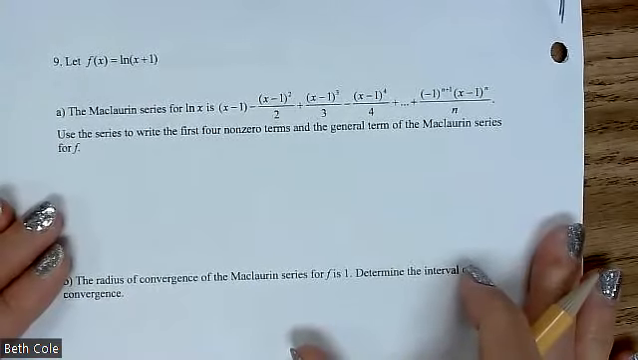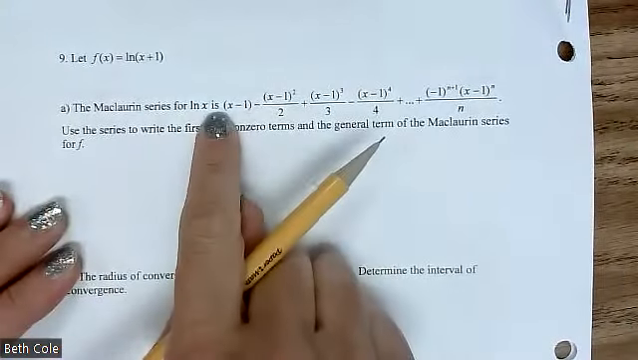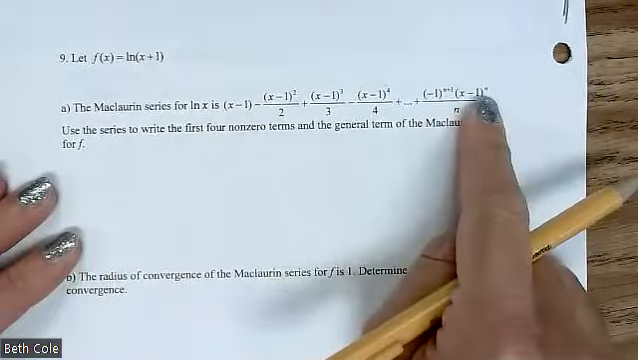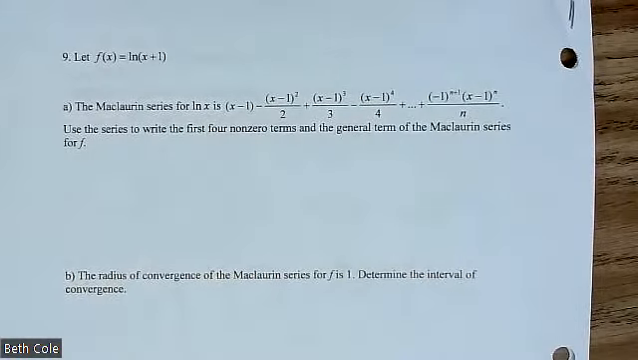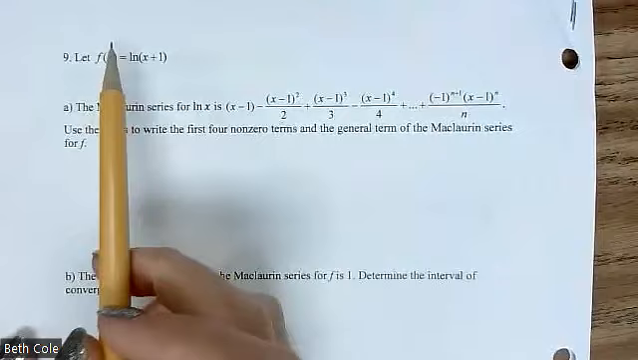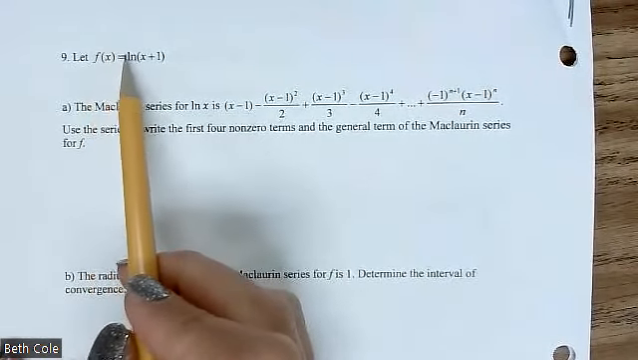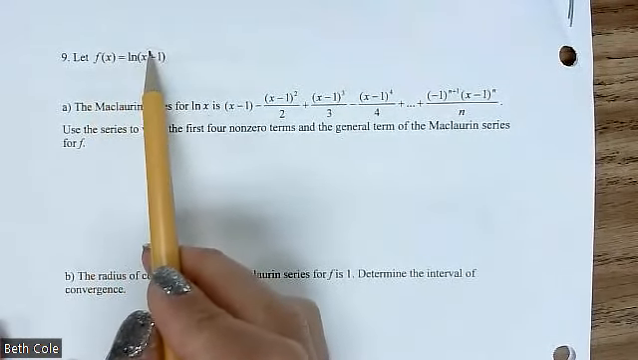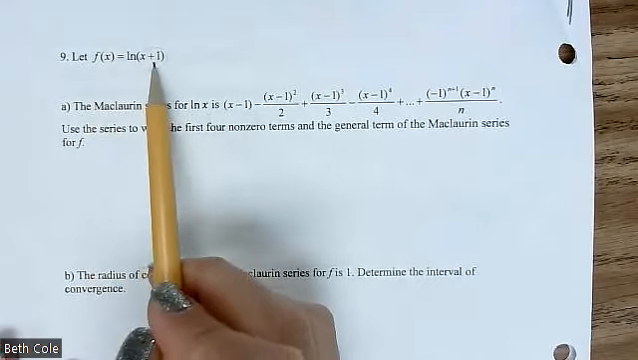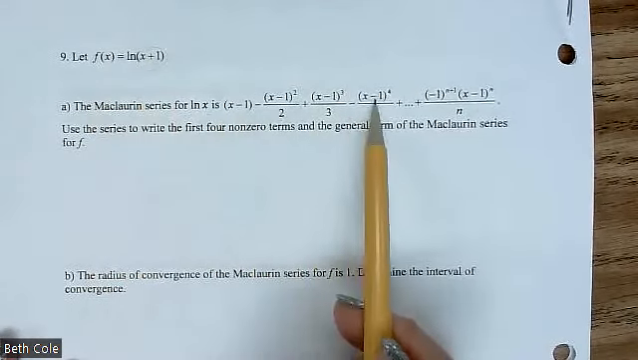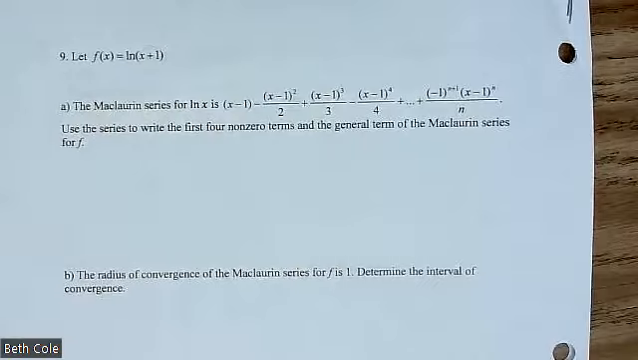So this probably looks like the one you guys had on your test. All right, so the Maclaurin series for ln of x is given by this, right? The first 4 non-zero terms and the general term for f. This one's actually kind of nice because look, f is ln of x plus 1. If you plug x plus 1 in for all these x's, the plus 1 and the minus 1 are just going to cancel out.